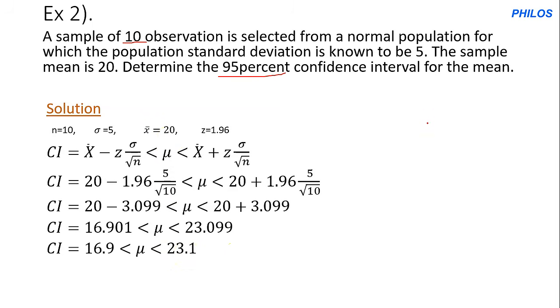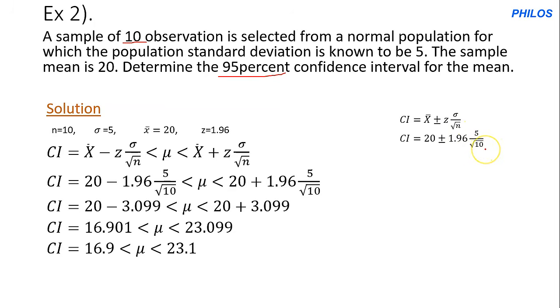Now you can choose to use the other way, that is x bar plus or minus z times standard deviation over root n. This formula is still the same as this, just that this is trying to avoid repetition. That's why we use plus or minus. Okay, so let's substitute into this. We're going to have 20 plus or minus, our z is 1.96, isn't it? And the standard deviation is 5 divided by root 10. Okay, our sample size is 10.